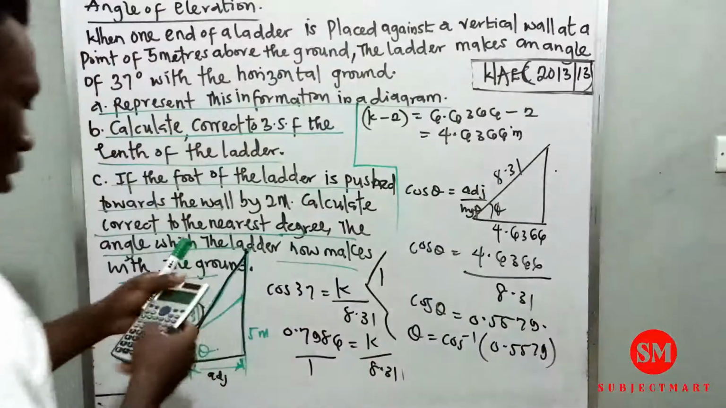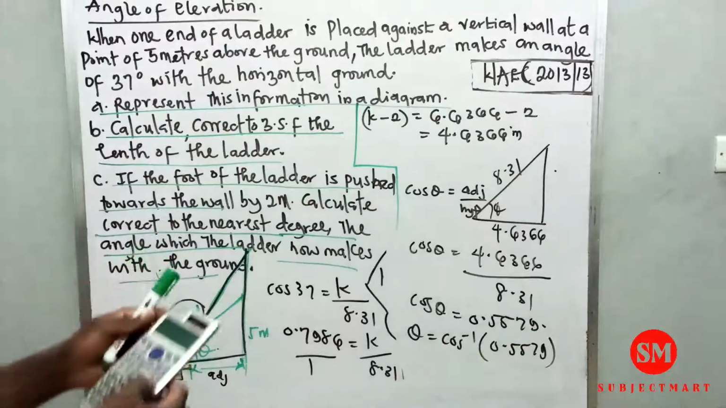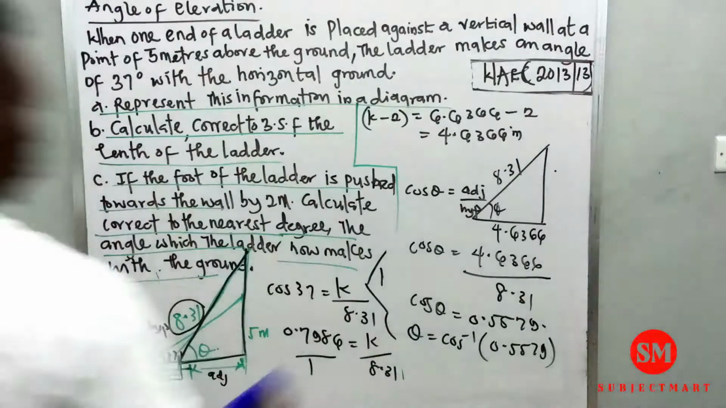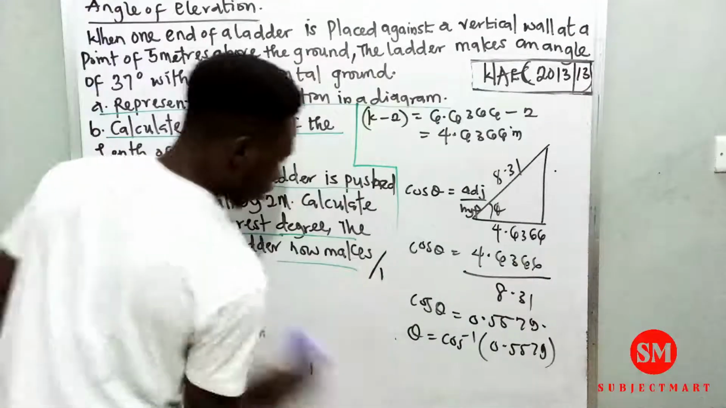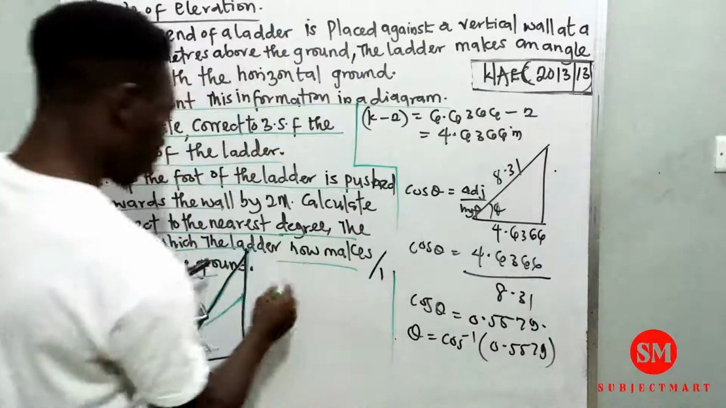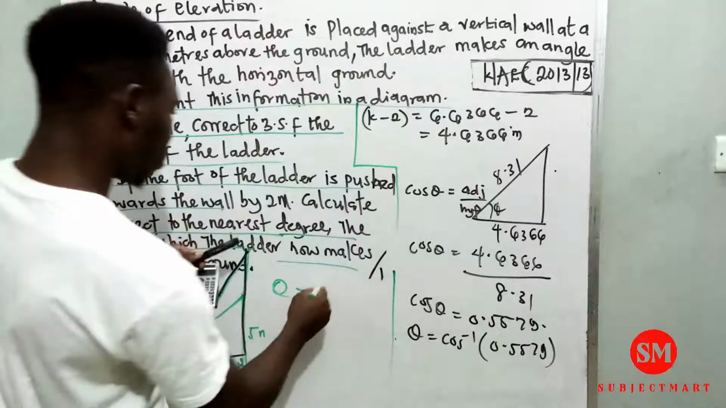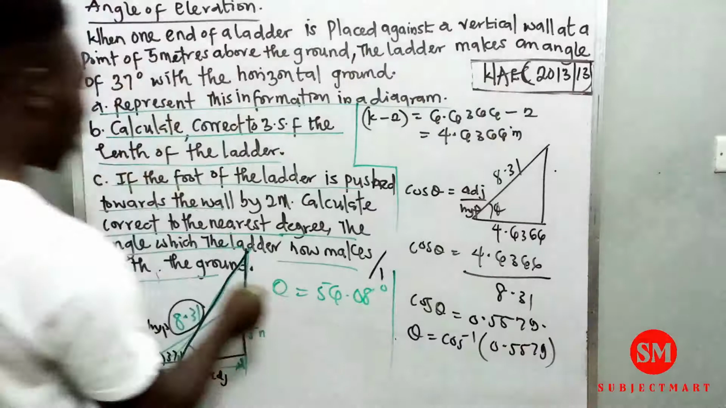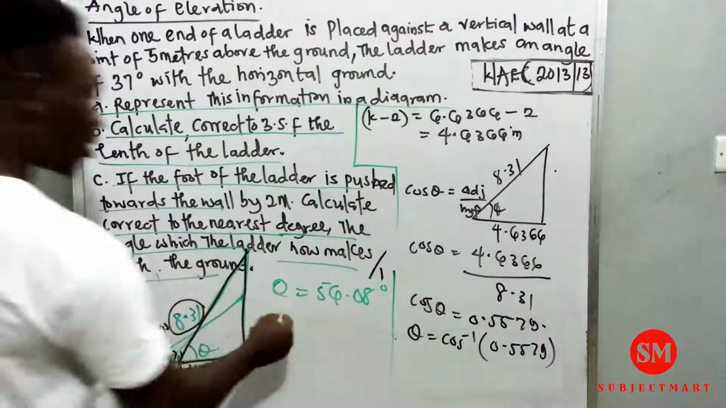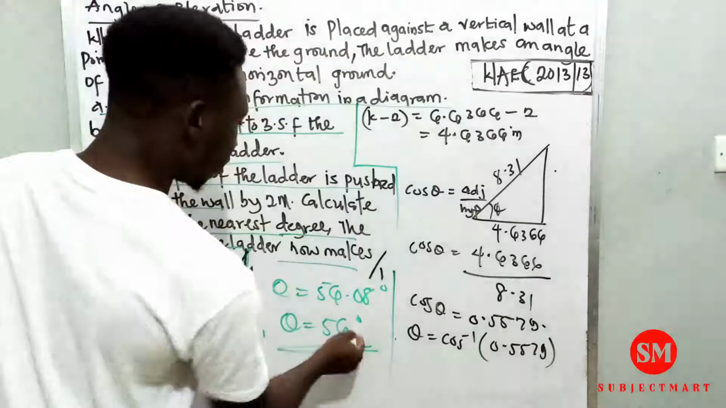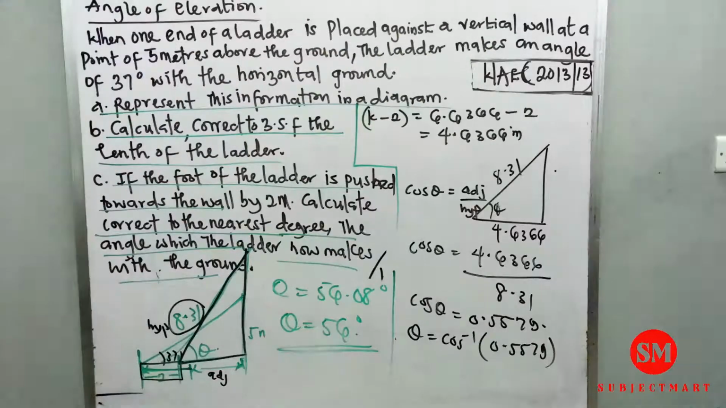0.5579. So for the cos inverse, you press your shift, then your cos. That will give us the cos inverse. So our cos inverse then gives us theta is now equal to 56.08 degrees. But the question says to the nearest degree. So to the nearest degree, our answer is equal to 56 degrees. So that is the answer to this particular question.